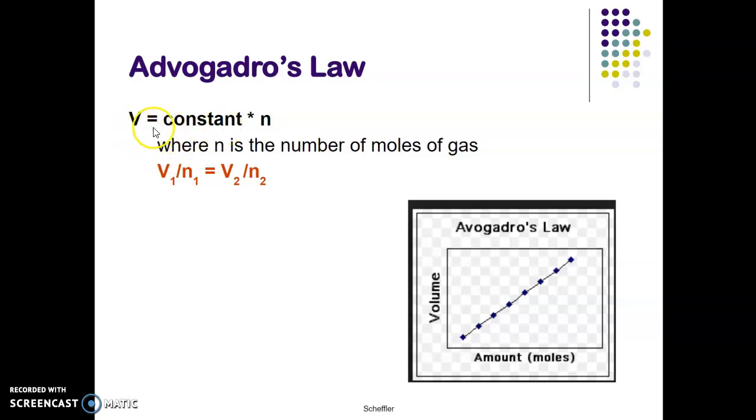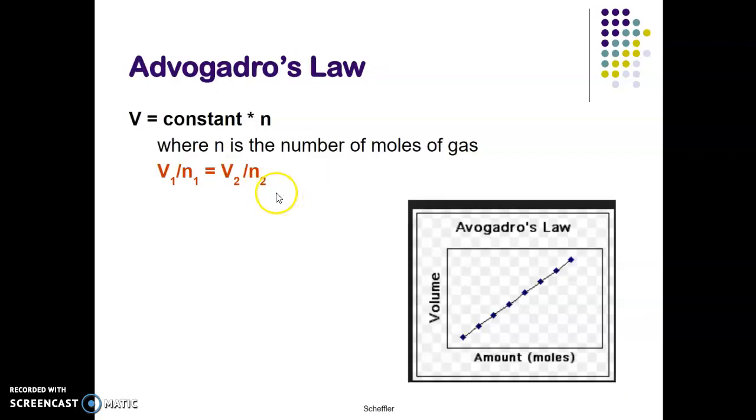V, the volume, is equal to a constant times n. Or, in easier terms, V1 over n1 is equal to V2 over n2, where n is the number of moles of gas. Small n is always going to represent number of moles, not necessarily of gas, but always number of moles. So if you see a small n in any science equation from now until eternity, it's going to stand for number of moles unless someone else starts doing some weird stuff.